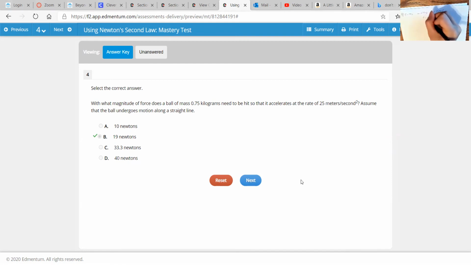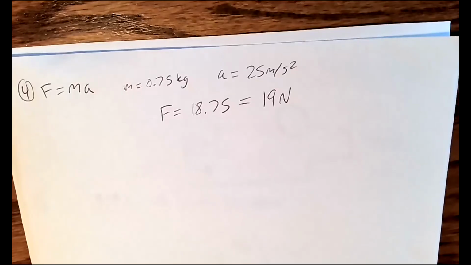And you get F equals 18.75. And you can just round that up to 19 newtons for this answer. Plug those numbers in, and that's what you get. Cool? Cool.